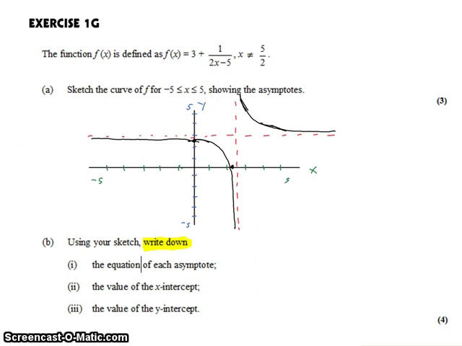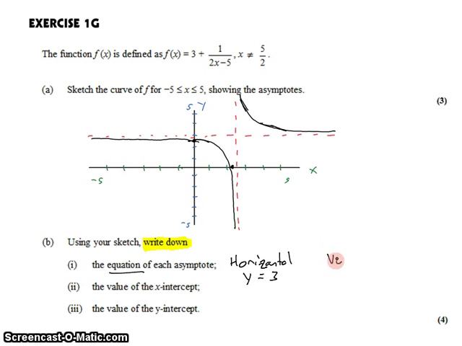So for the equation of each asymptote, for the horizontal asymptote, the equation of the asymptote is the line y equals 3. That's this line up here. It's an equation of a line, and the asymptote is a line. The line y equals 3 means all points for which the y portion is 3. And that's everything on this line. Everything on this line has a height of 3.